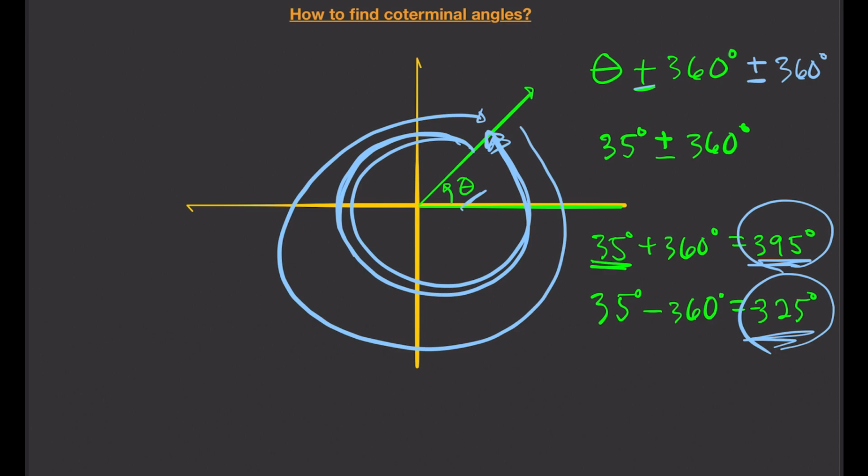Now if your angle is in radians, same idea. For example, let's say you have pi. What angle is coterminal to pi? Just add one revolution, plus or minus 2 pi. That's going to give you 3 pi, or if you subtract, negative pi. So this angle and that angle are coterminal also with that angle right there.